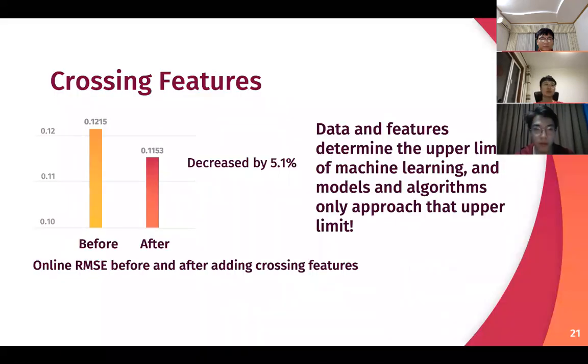This is a comparison between before and after adding crossing features. The RMSE score is decreased by 5.1%. This tells us data and features determine the upper limit of machine learning, and models only approach that upper limit.